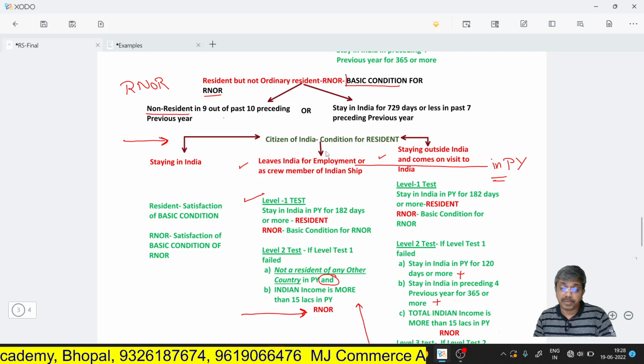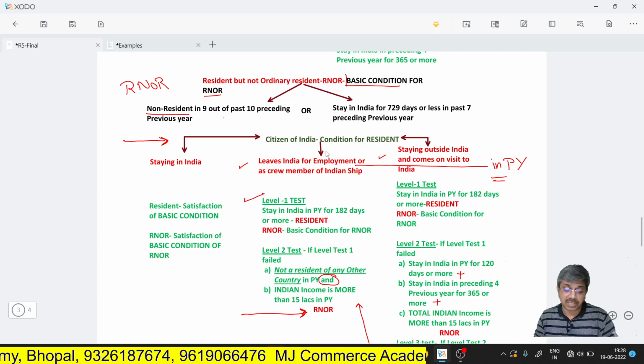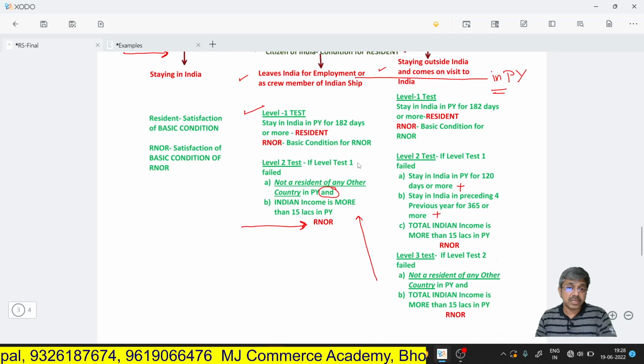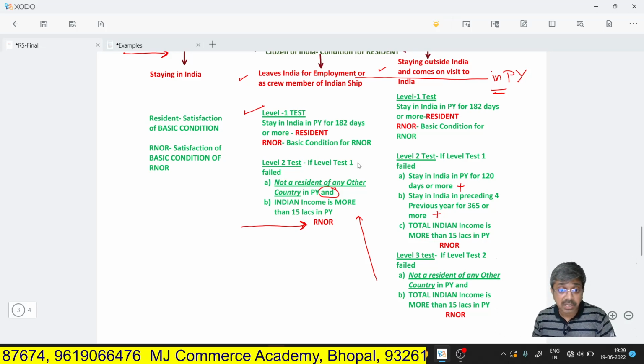Leaving India for employment, there are 2 tests. Level 1 test, resident or non-resident. Level 2 test, we will check level 2 test only if level 1 test failed. In this category, if he satisfied these two conditions, he will be directly classified as a RNOR.